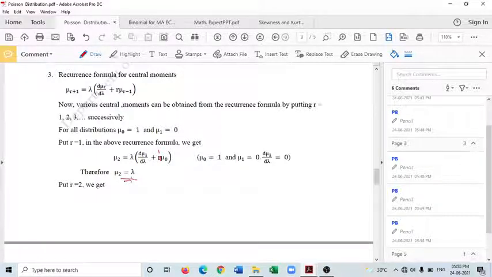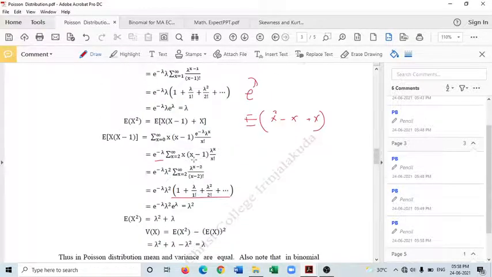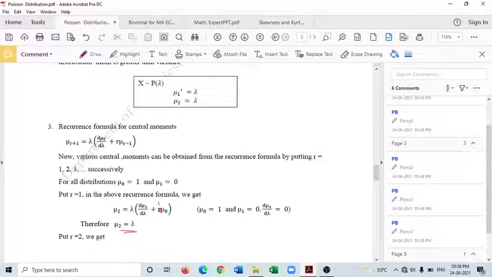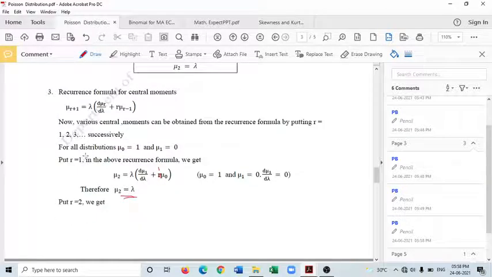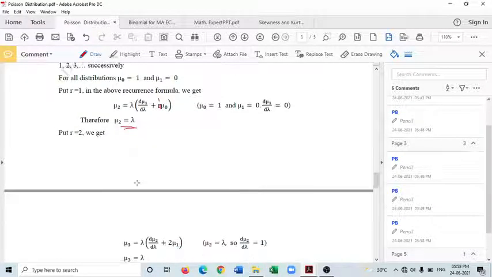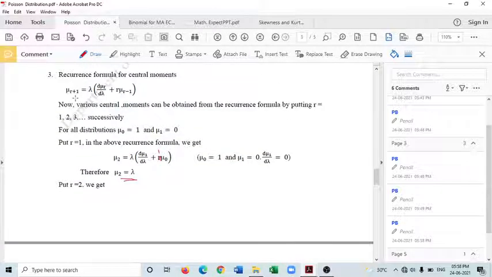The same result we obtain using the direct derivation, which is what we found in the mean and variance of Poisson distribution, that is mu 2 equal to lambda. So the recurrence formula also generates the second central moment very successfully, that is mu 2 equals lambda. Next we find mu 3. For that we put r equals 2 in this equation, that is 2 plus 1, which is mu 3.